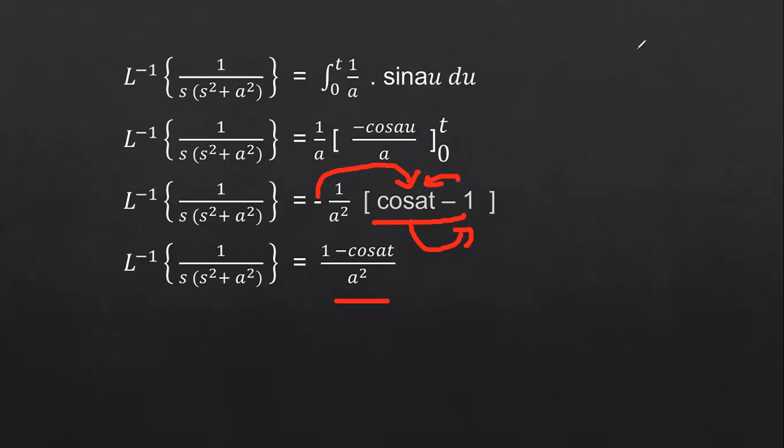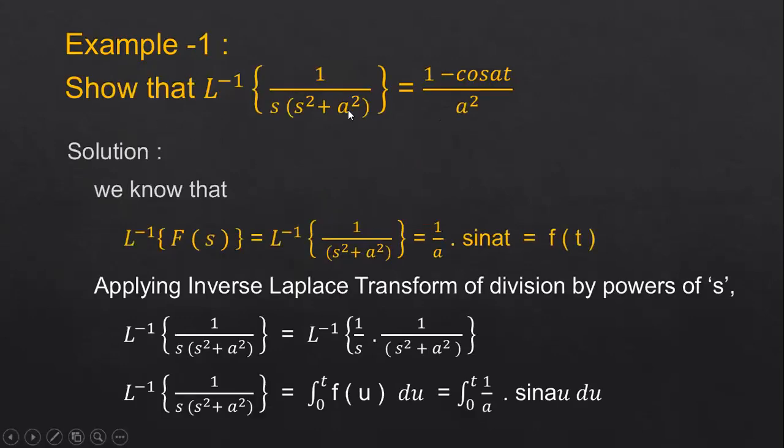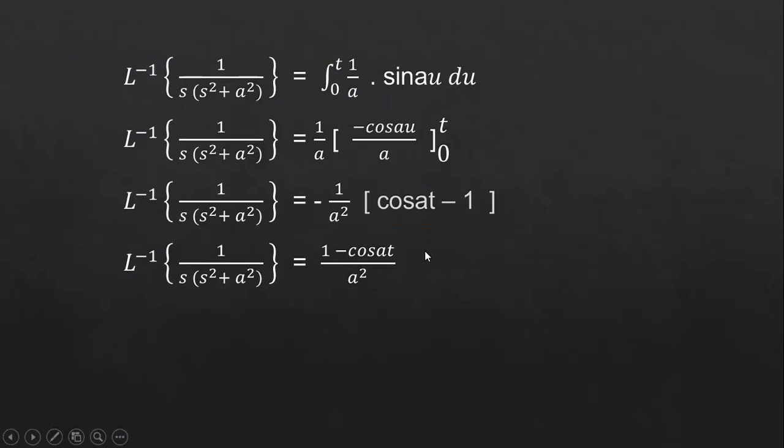This is the final value of Laplace inverse of 1 by s into s square plus a square. In the question he has asked to show that this function is equal to 1 minus cos at by a square, so that we have proved. This is the way you have to solve the problem using the division by powers of s method.